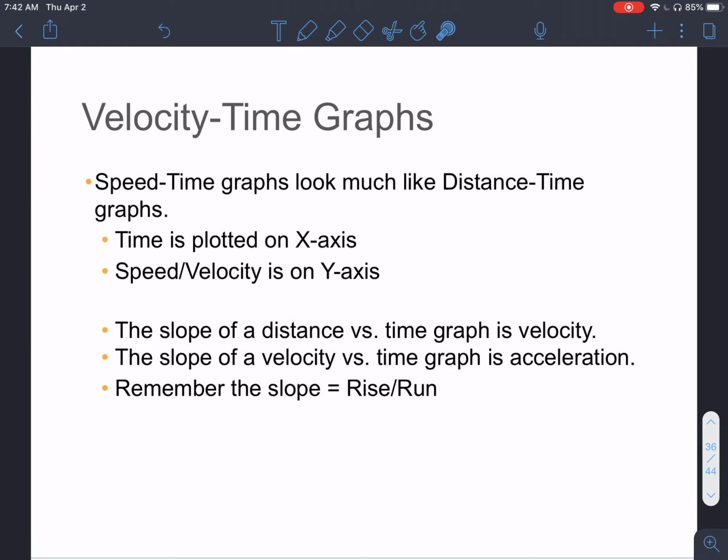Okay, so here's a little summary because now we're going into velocity versus time. Those were all position versus time graphs. Velocity or speed versus time graphs look very, very similar to the distance versus time, except because time is still plotted on the x-axis, that did not change, but now the speed or velocity is on the y-axis. So instead of our slope being velocity like it was in distance or position versus time, for velocity versus time graphs, our slope is now acceleration.